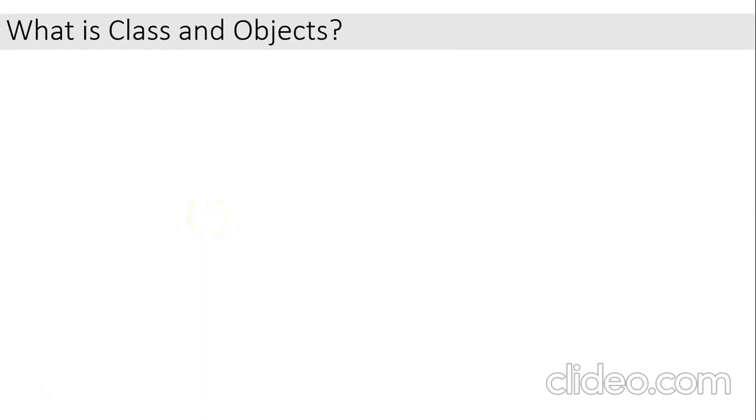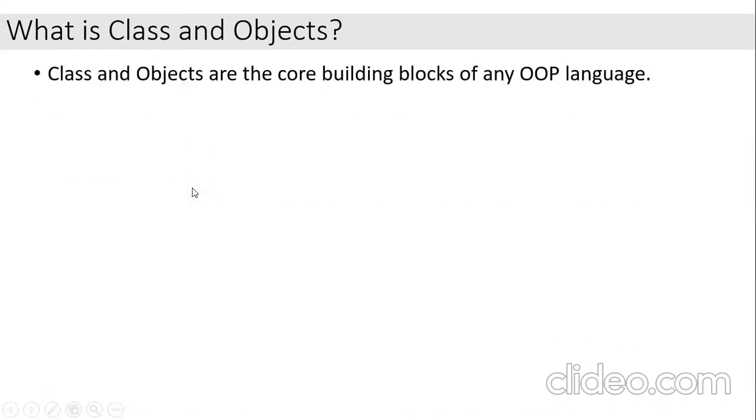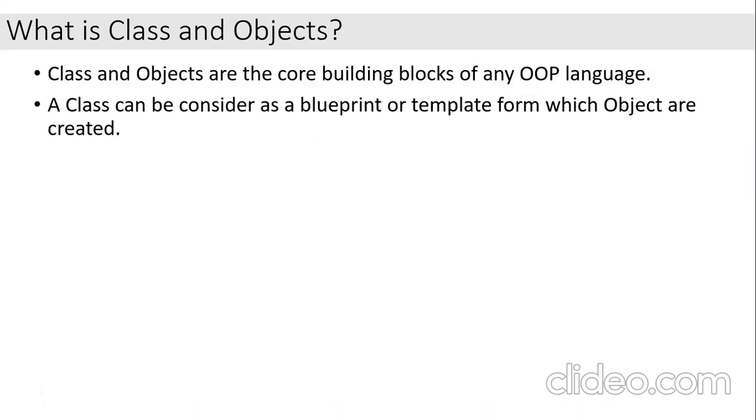Now we are going to discuss class and object. Class and object are the core building blocks of object-oriented programming. A class can be considered as a blueprint, template, or design from which the objects are created.